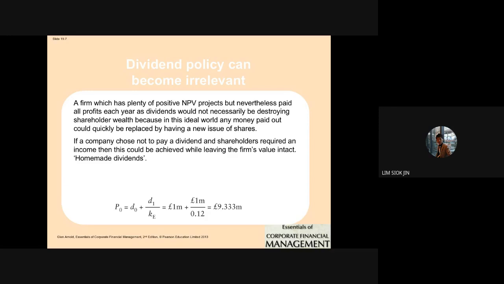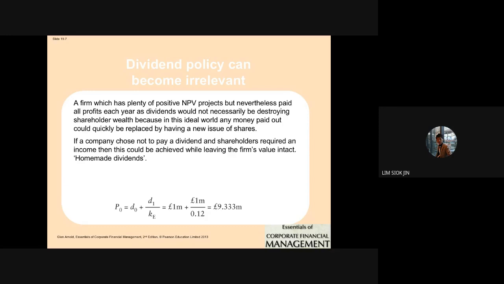A firm which has plenty of positive NPV projects. Positive NPV projects means the company is making a lot of money, but nevertheless paying all profit each year as dividend would not necessarily be restoring shareholders' wealth, because in an ideal world, any money paid out could be replaced by a new issue of shares. If a company chooses not to pay dividends and shareholders require an income, this could be achieved while leaving the firm's value intact, which means homemade dividend.